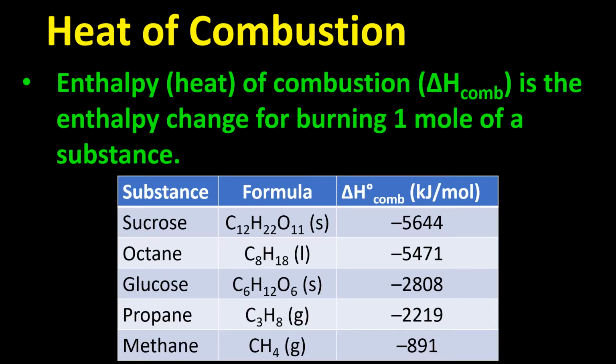So the first heat we're going to talk about here is the heat of combustion, or enthalpy of combustion. The symbol for this is delta H with a subscript COMB, which stands for combustion. This is the enthalpy change for burning 1 mole of a substance. So, for example, if you burn 1 mole of sucrose, table sugar, then it's going to release negative 5,644 kilojoules per mole.